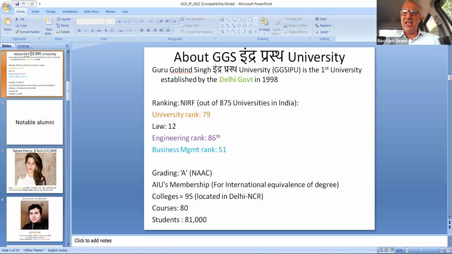Now, in this country, we have around 900 universities, and out of them, IP University's rank is 79, which simply means that IP is among the top 8 or 9% universities in this country, right? You may say 79 is not so good a ranking, but if considered in a relative fashion, we find that 79th rank is among the top 8-9% universities in this country.